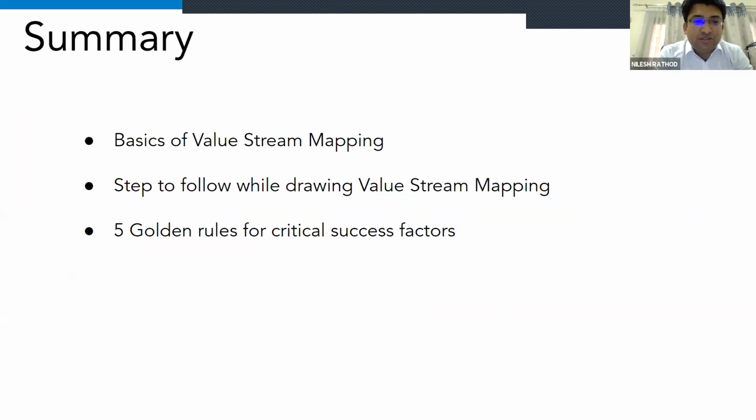Next, summary. So what we have seen: the basics of value stream mapping. What are the steps involved in drawing the value stream mapping? There are 4 steps. We have seen that, and 5 golden rules for the critical success factor. What are the 5 golden rules? Go to Gemba, observe the real things, get the facts verified, continuous improvement attitude, and last, that is teamwork.